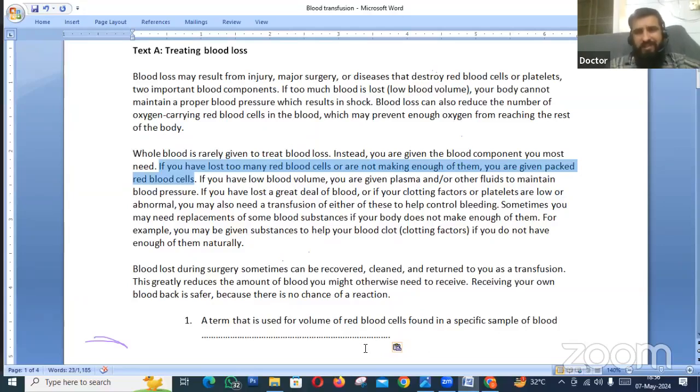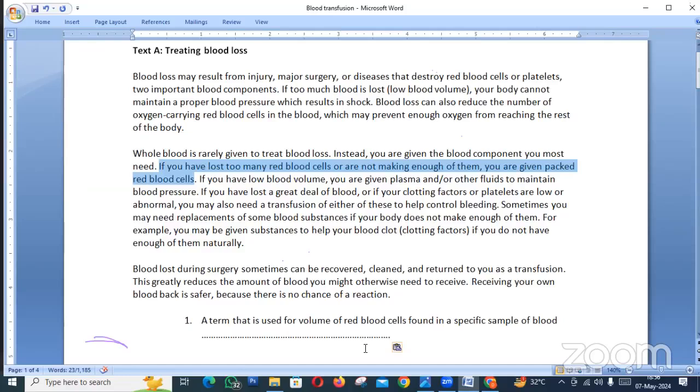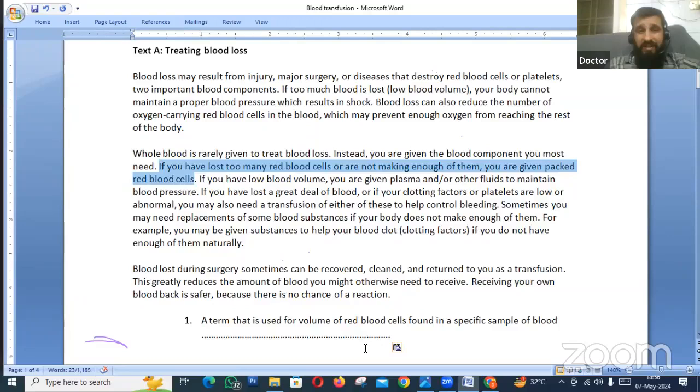I cannot see any relation or similar keywords between these two sentences. Sir, you asked about the term, so that's why packed red is in my mind. Even if it is a term, this does not match. A term that is used for volume of red blood cells found in a specific sample of blood. If you lost too many red blood cells or are not making enough of them, you are given packed red blood cells. This is not even relevant to the question.